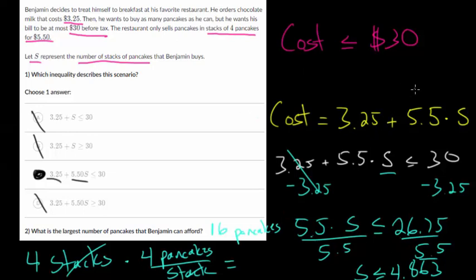Now, you can check this just like the last one. Just do your 3 1/4 plus 4 times 5.5, since we're buying 4 stacks and each stack is $5.50. So 5.5 times 4: well, if we double that, we get 11, and doubling again gives us 22. And then plus our 3.25, so we can add that on. You get 25.25. And another stack is $5.50, so if you add 5 to this, you're going to go above 30. So that's why 5 can't work, and 4 is the most amount of stacks that he can afford. And since each stack has 4 pancakes, you just multiply by 4 to get your 16 pancakes for the most that he can actually afford.